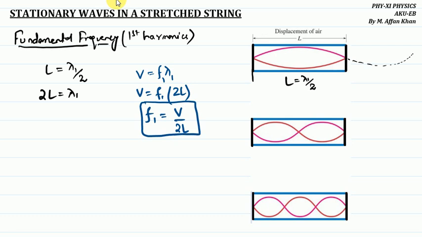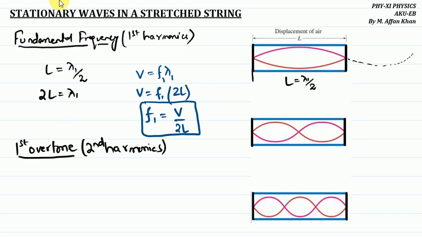Now let's move towards the second part, the second harmonic. The first one was the fundamental frequency, so this is called the first overtone, or the second harmonic. What is meant by overtone? Overtone is the next frequency just after the fundamental.